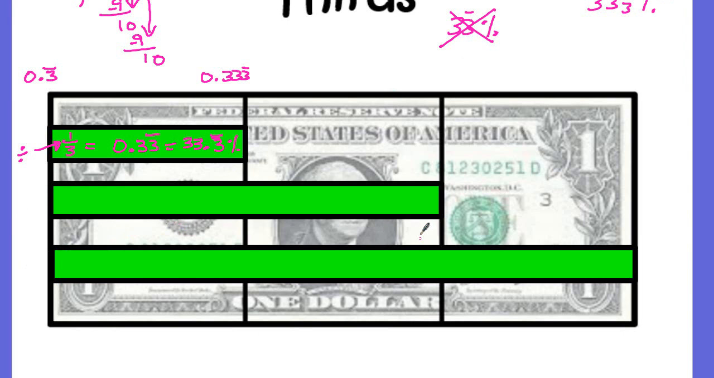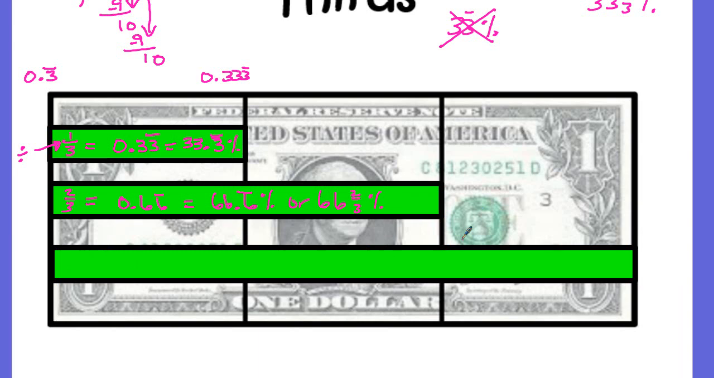Okay, what if I add another third? I have now shaded 2/3. Well, if 1/3 was repeating 3s, and I'm adding another third, repeating 3 plus repeating 3 is going to equal repeating 6s. And as a percent, 66.6 repeating percent, or you could write it as 66 2/3%. And then you know that 3 out of 3 is 1 whole.